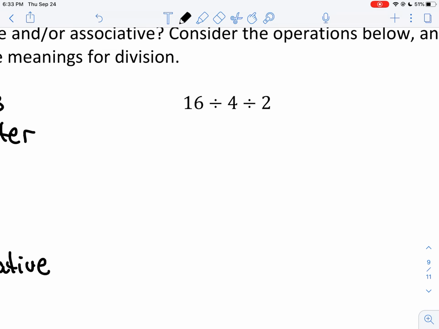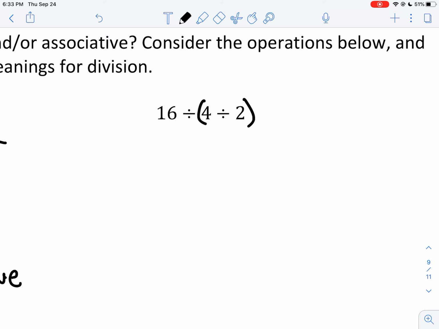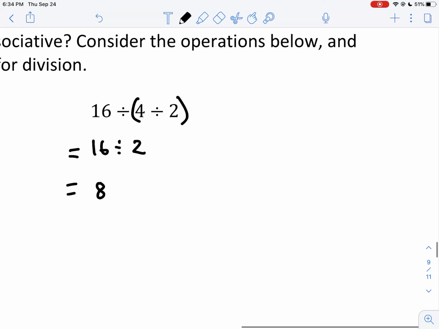Now let's investigate associative ideas. So here's just a double division. Let's first do this where I put the parentheses here to suggest we do that division first. So we get 16 divided by, and then 4 divided by 2. Either way you think about this, quotatively or partitively, the answer is going to be numerically 2. And then when I do 16 divided by 2, again, either way, you're going to get a numerical answer of 8.